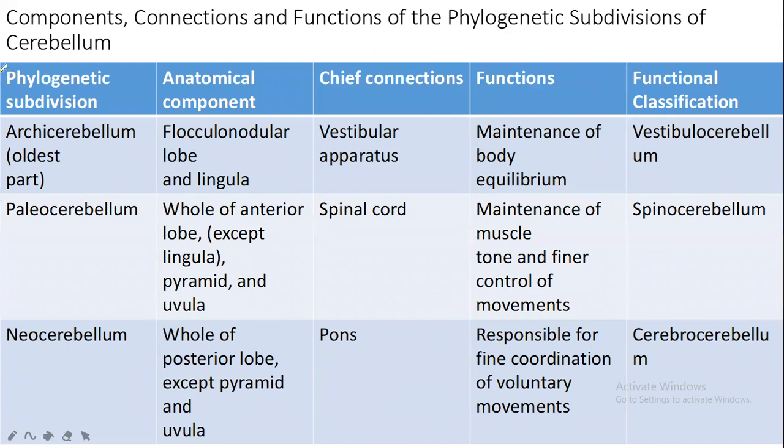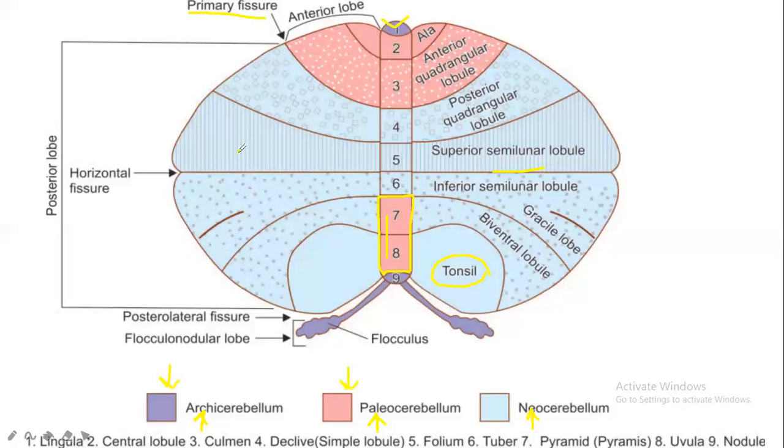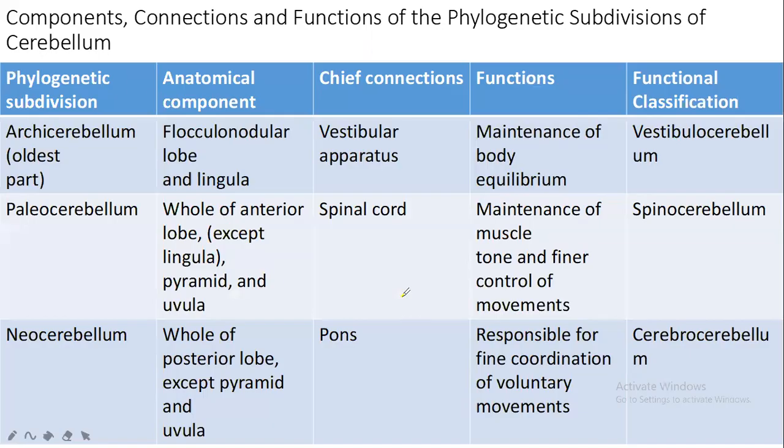Here we are, phylogenetic divisions. We have the archicerebellum, the oldest, paleocerebellum, the intermediate, neocerebellum, the new one. The anatomical components, we see that this is the flocculonodular lobe and the lingula. Here is the lingula at this point, so we see it's the same color. And the chief connections are with the vestibular apparatus, that's the vestibular nuclei, as well as the vestibular apparatus within the intermediate. Then the function is basically maintenance of the body equilibrium.